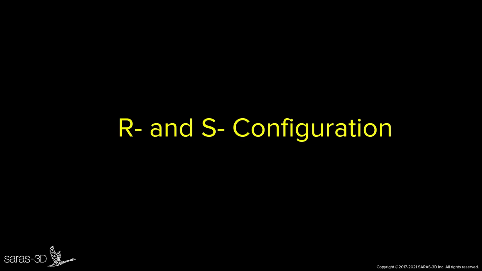Hello students, today we are going to learn the R and S configuration. This is the absolute configuration that is used to determine the structure of a molecule that has a chiral center. The term R is derived from the Latin word rectus, which means clockwise, and the S is derived from the Latin word sinister, which means anti-clockwise. If we see, the R is going clockwise, and for the S it is anti-clockwise.